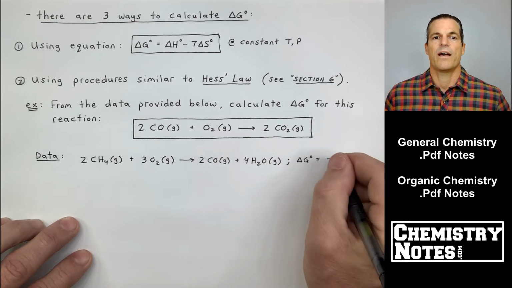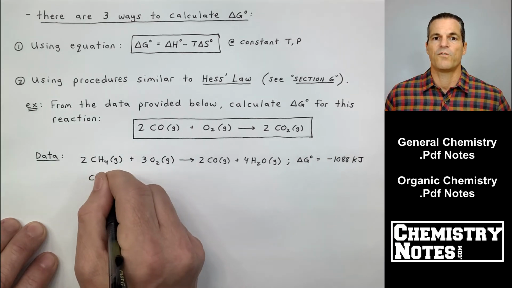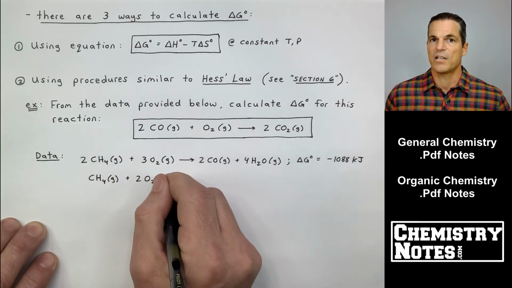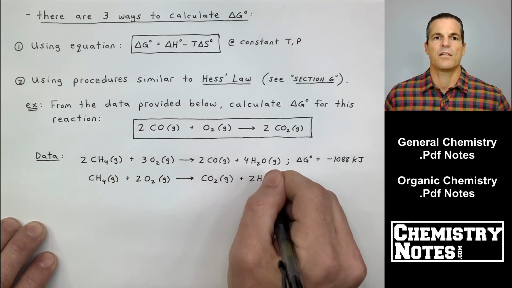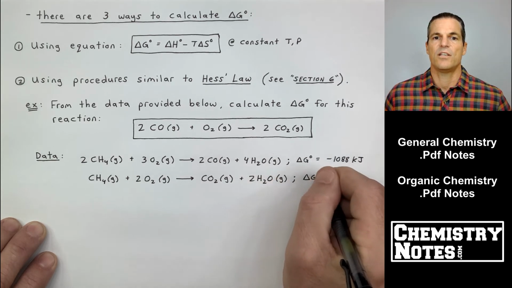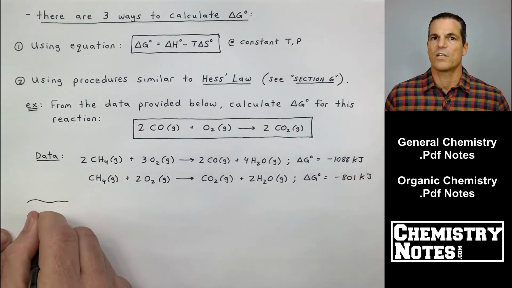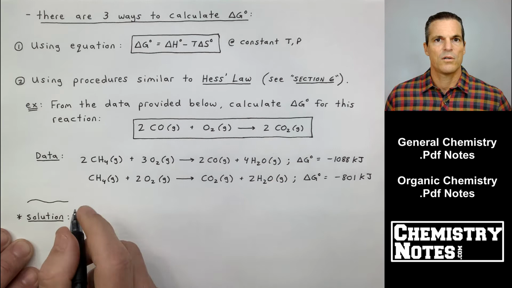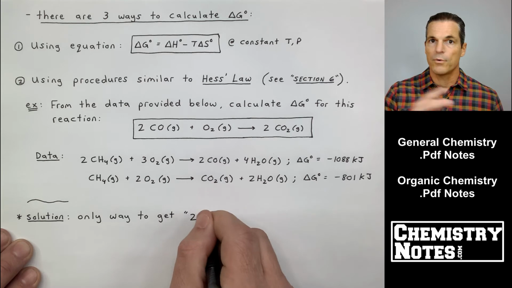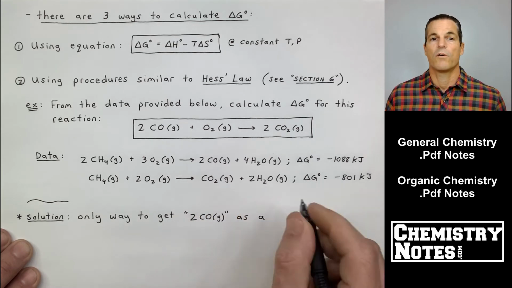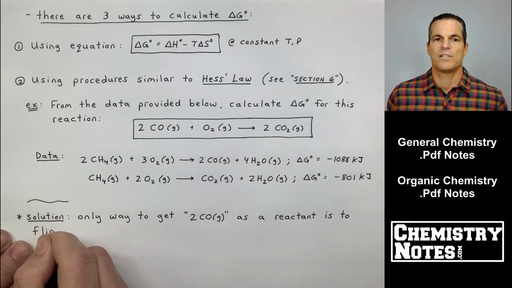So, data. We have a first equation, 2CH4 plus 3O2 yields 2CO plus 4H2O. Delta G for that particular reaction is minus 1088 kilojoules. Second equation, CH4 plus 2O2 yields CO2 plus 2H2O. Delta G for that reaction is minus 801 kilojoules. So these are the only two reactions they've given us. We're going to use both of them and either flip them or maybe multiply one through by a coefficient, or flip one and multiply it by a coefficient. We have to work with it in order to make what we see in the box.